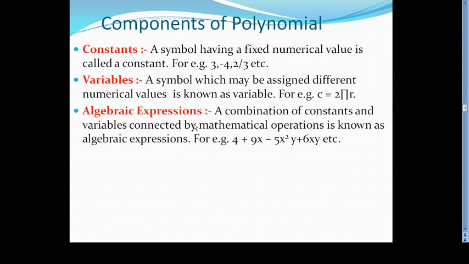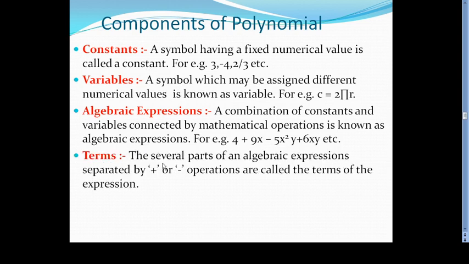Now, algebraic expression. A combination of constants and variables connected by mathematical operations is known as an algebraic expression. For example, 4 plus 9x minus 5x square y plus 6xy, etc. See, this is a constant whose numerical value is fixed. Then variable, a symbol to which we assign different values, and the combination of both these components is called an algebraic expression. With the help of mathematical operations, plus, minus, multiply, divide, these expressions are connected. It consists of both constants as well as variables.